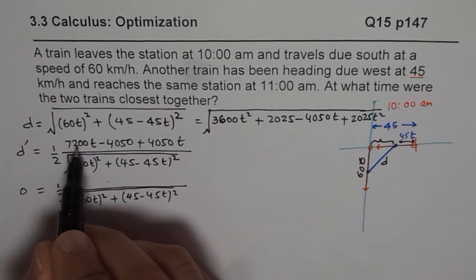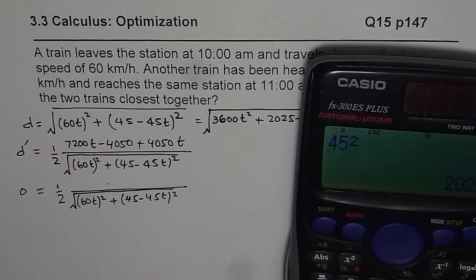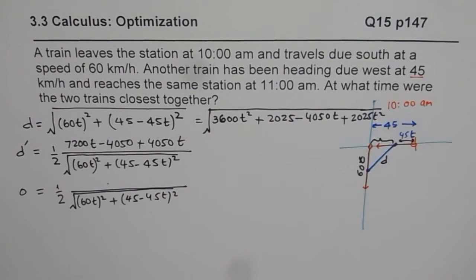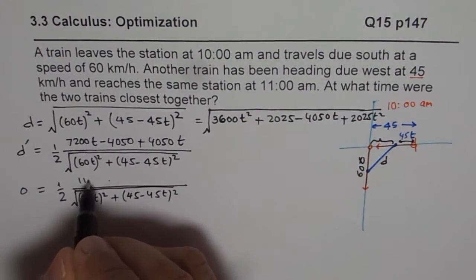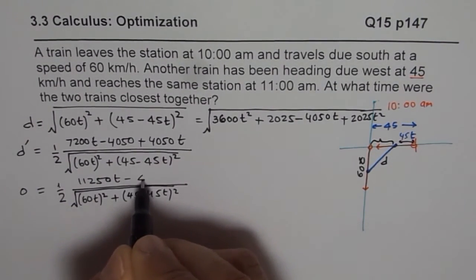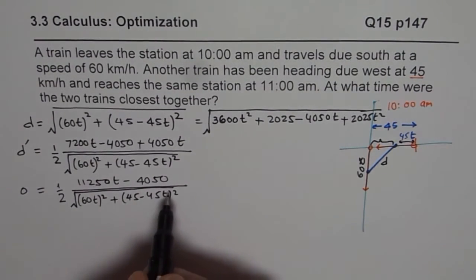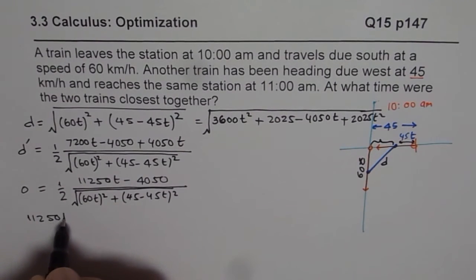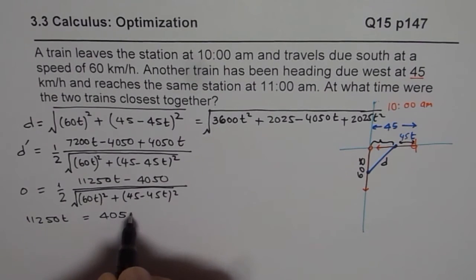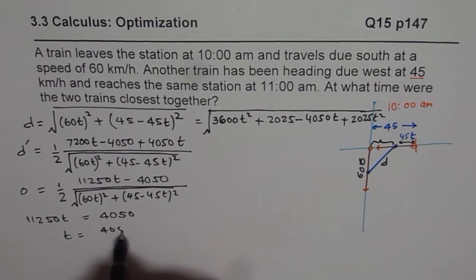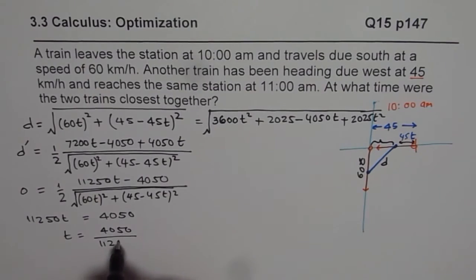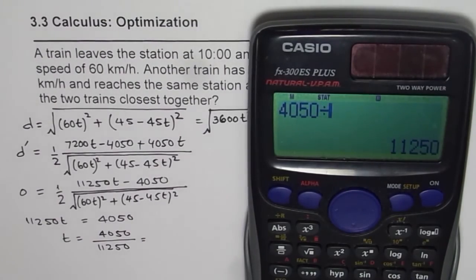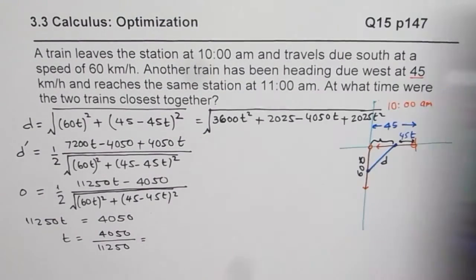Perfect. So add 7200 with 4050. What do you get? 7200 plus 4050 is 11250. So we have 11250 T minus 4050. Now, if that has to be 0, the numerator should be 0. That is to say 11250 T should equal 4050, or time T equals 4050 divided by 11250, right? So that gives us 4050 divided by 11250 equals 0.36.